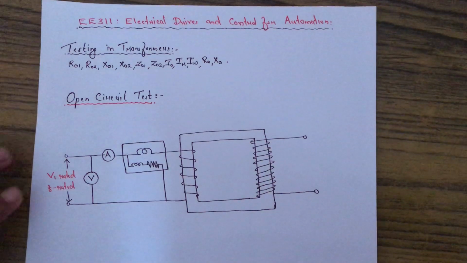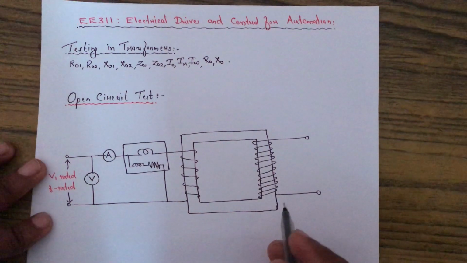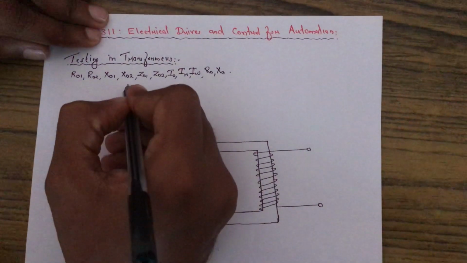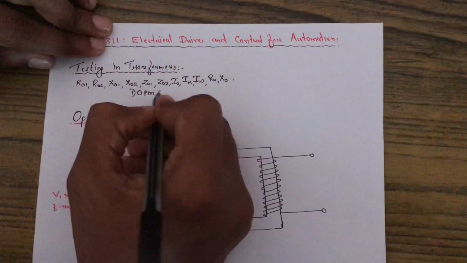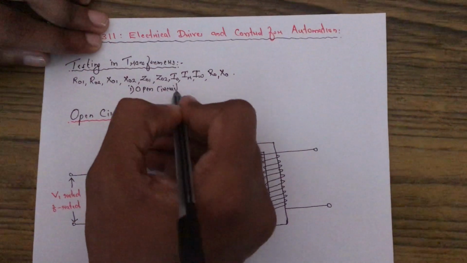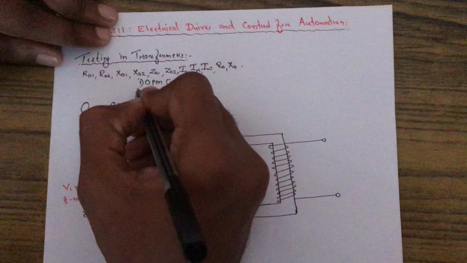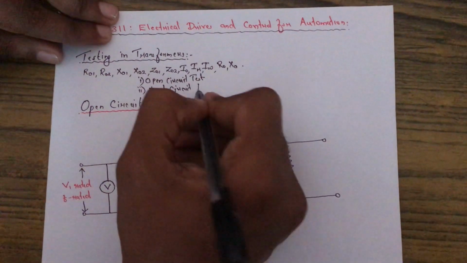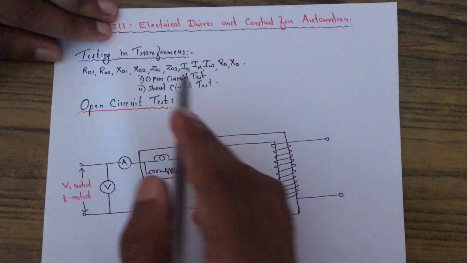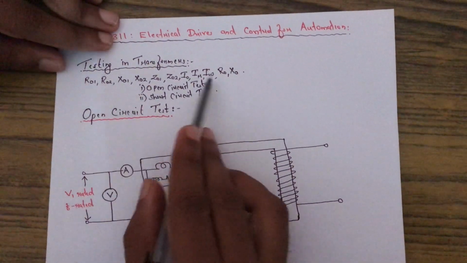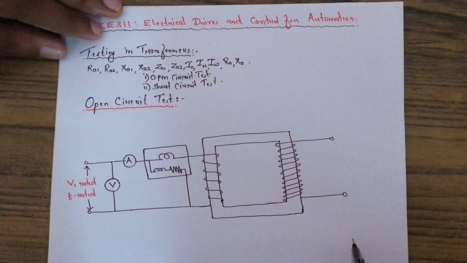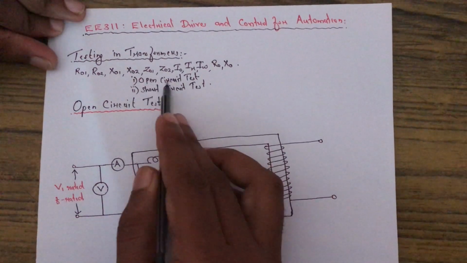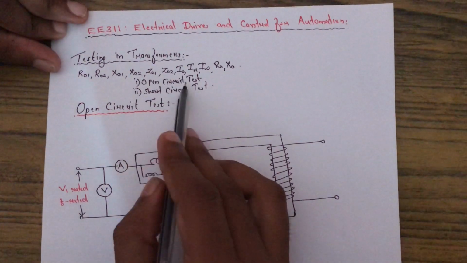Right. So these all parameters can be easily found by conducting two tests in transformer. They are open circuit test and the second one is short circuit test. So by conducting these two tests we can determine all the parameters of an equivalent circuit in a transformer. Therefore we can see what are the two different tests in transformer, that is open circuit test and short circuit test.